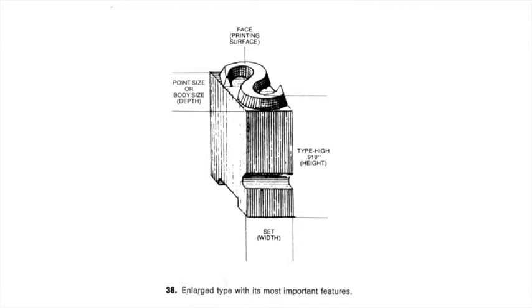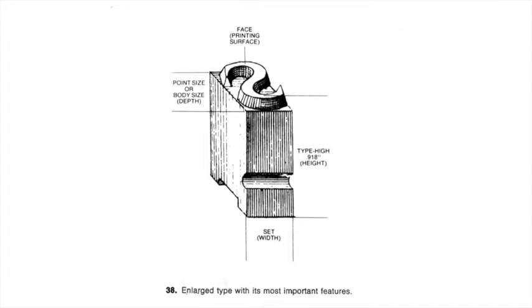The width, which is called the set width or set, is dictated by the width of the individual letter, the M and the W being the widest and I being the narrowest. The length of the body is the dimension of greatest concern to the designer. It is known as the body size.